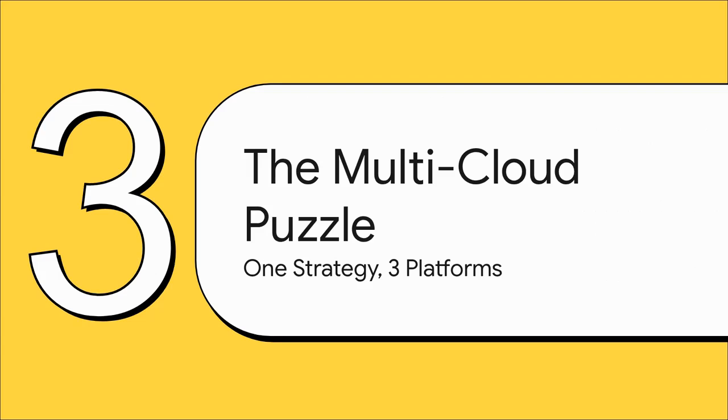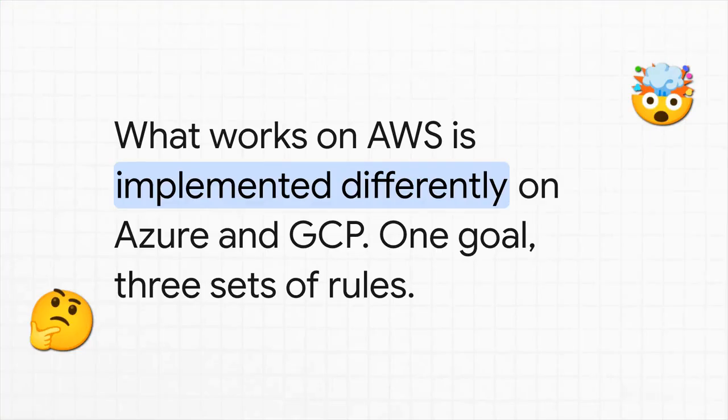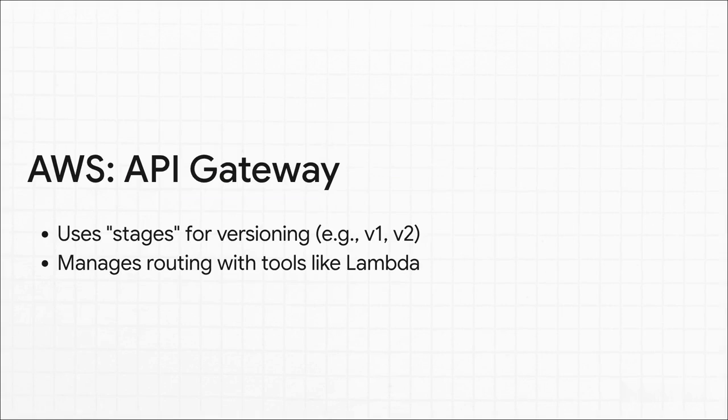But okay, let's say you've picked your versioning strategy. You'd think the hard part is over, right? Well, not so fast. Now comes the real puzzle, making that one strategy work across 3 completely different cloud platforms. This is where things get interesting. The problem is really simple to say, but it's incredibly hard to solve. See, every cloud provider, AWS, Azure, Google Cloud, they all have their own unique way of doing things. You're trying to build one consistent front door, but you're forced to use 3 different types of locks, hinges, and keycards. Let's see what this looks like in the wild.